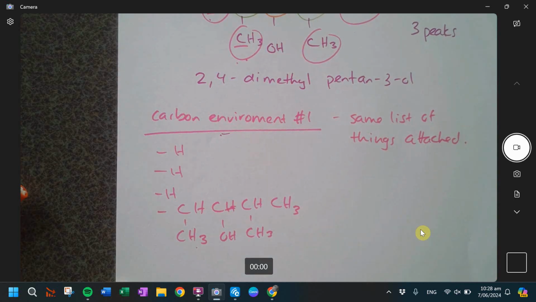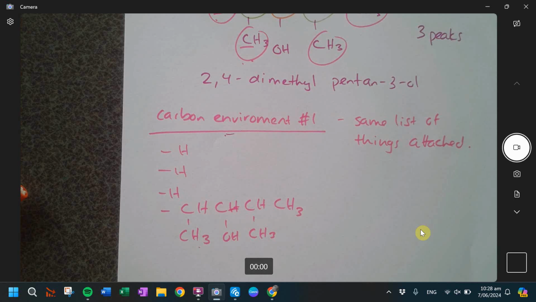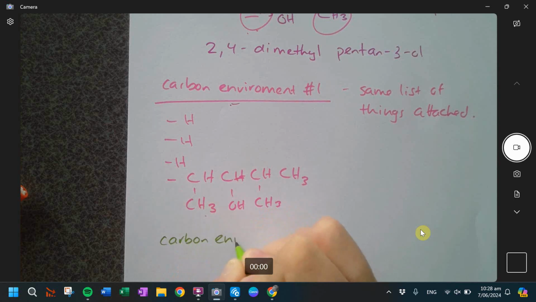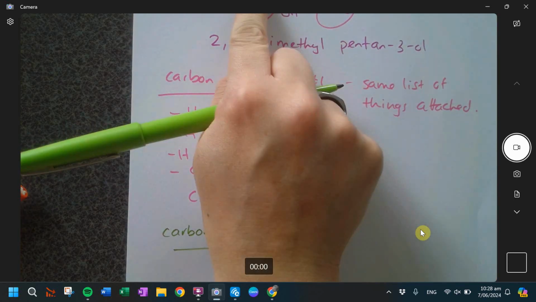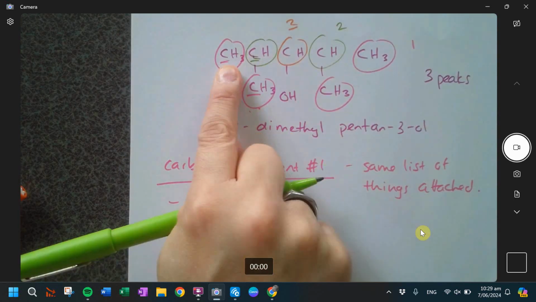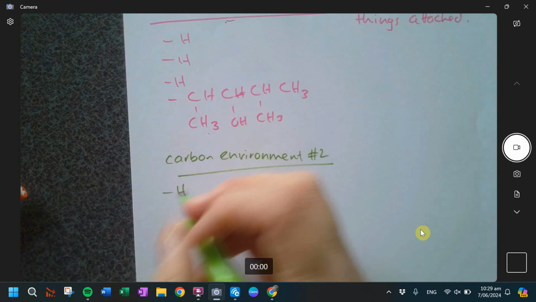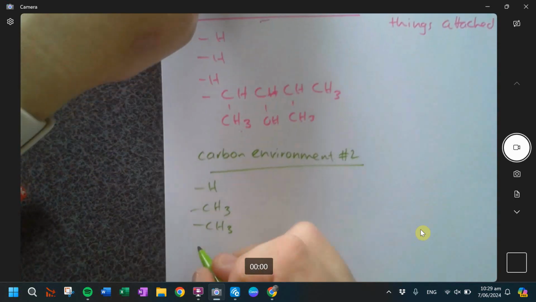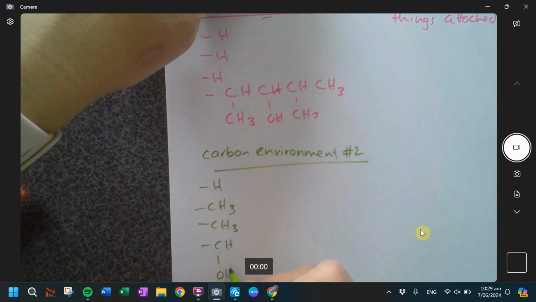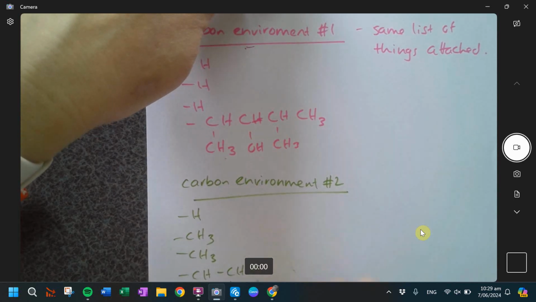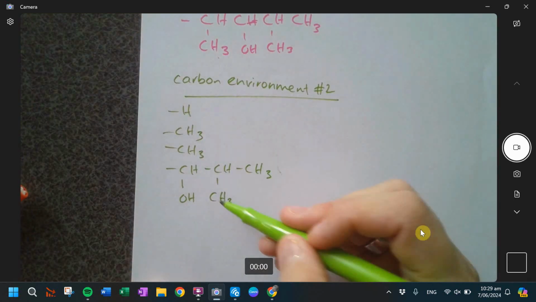Same list of things attached to it. If I looked at carbon environment number two, which is in green, this carbon here has a hydrogen. It has a methyl and a methyl. And then it has this CH that has the OH, a CH2, CH with a CH3 and another CH3. So that's the list for that guy.